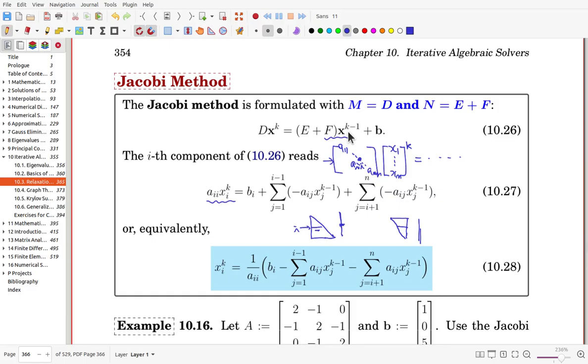Okay. Now we divide the equation by aii. Then we have xi^(k) and 1/aii, and the minus comes out, and we reach this equation. This is now the component-wise equation for the implementation of the Jacobi method.